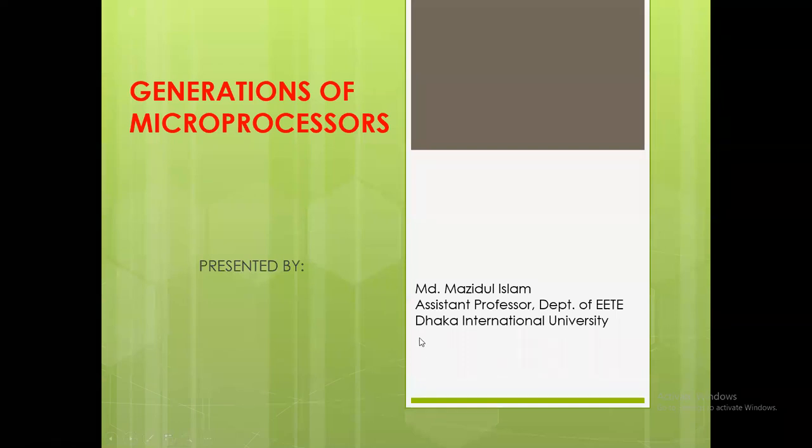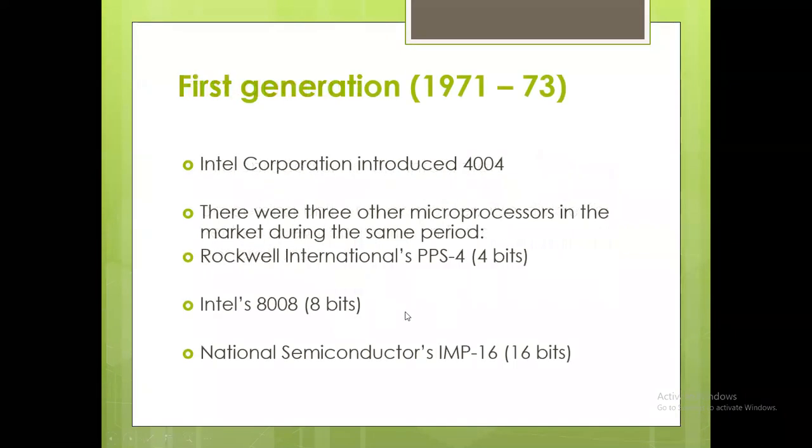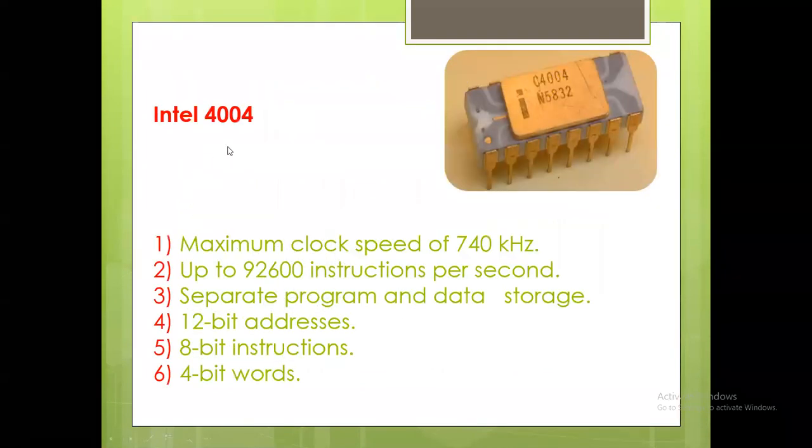Okay, sir. So this is the generation of microprocessors, which they already discussed in the previous class. This is the microprocessor introduction. This is the first generation, already discussed: the 4-bit microprocessor, and also the 8008, which is an 8-bit microprocessor. Then the second generation, this is the 4004 feature.